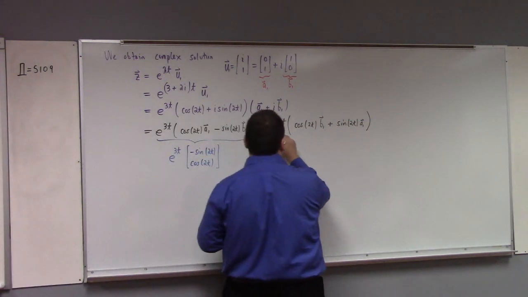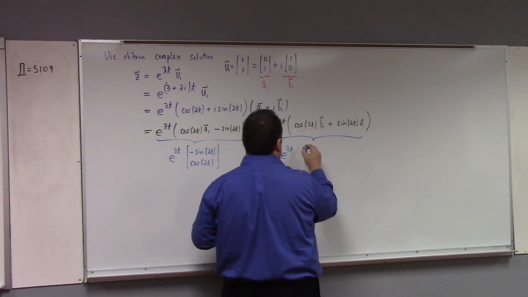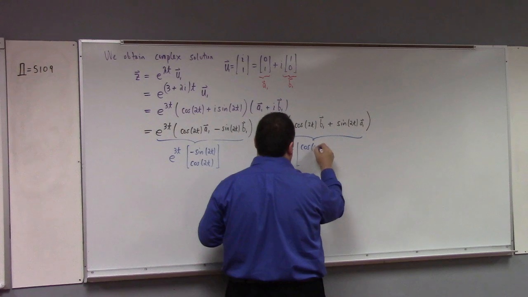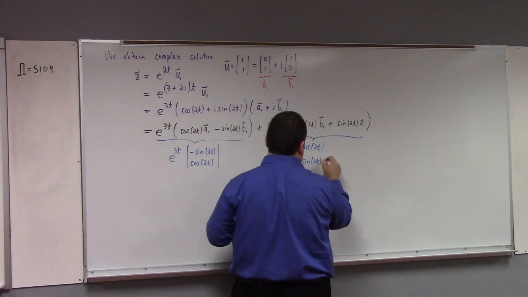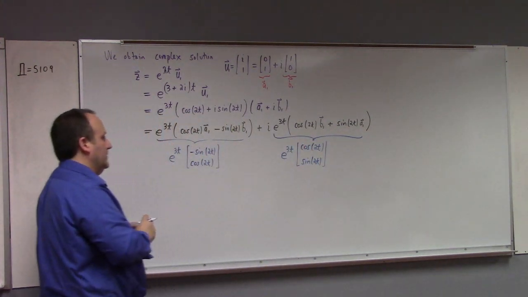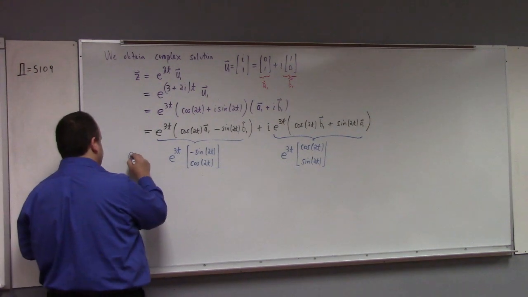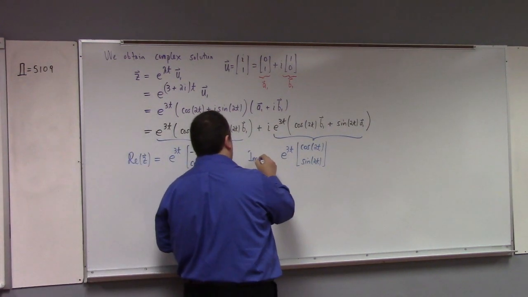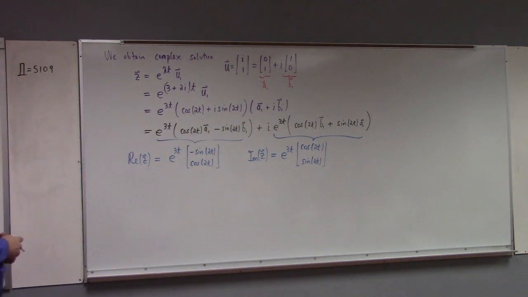On the other hand, this over here gives me e to the 3t times cosine 2t and sine 2t. So the i is not part of that. This is the real part of z, and this over here is the imaginary part of z. And the general real solution is going to be a linear combination of these two things.